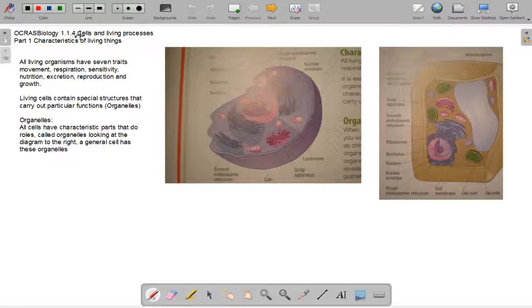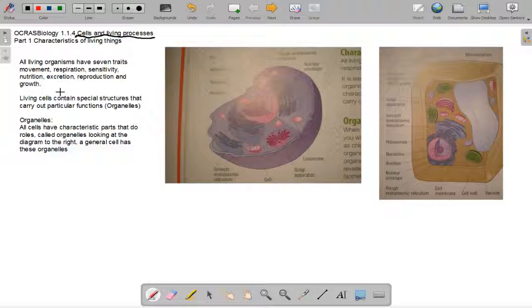Today we're going to talk about cells and living processes. And first up we're going to talk about the characteristics of living things. That all living organisms have 7 traits of living: movement, respiration, sensitivity, nutrition, excretion, reproduction and growth.